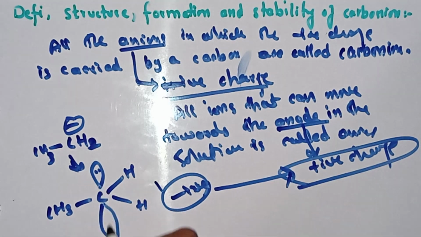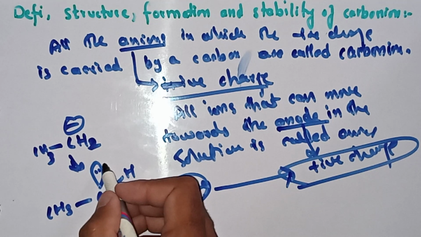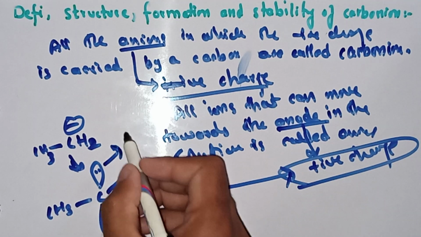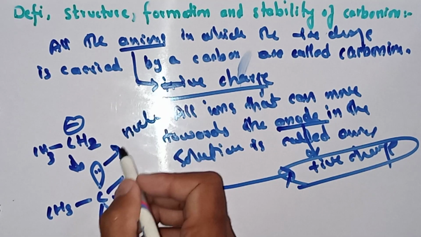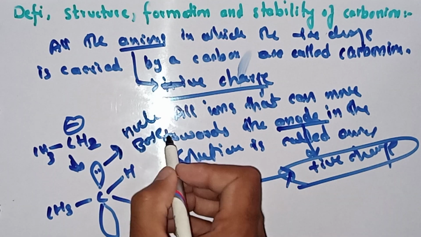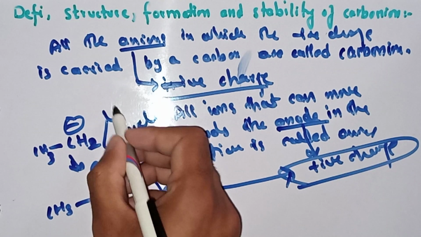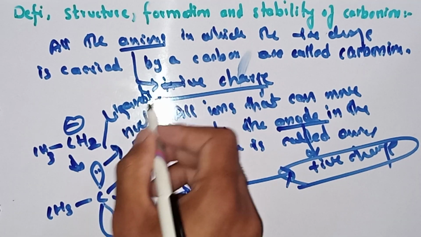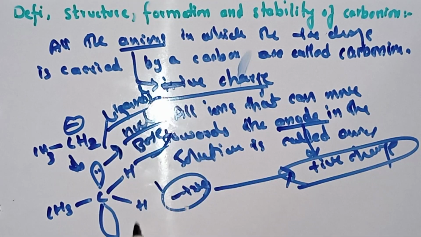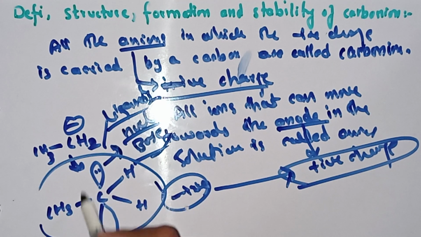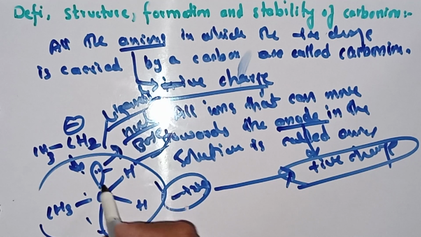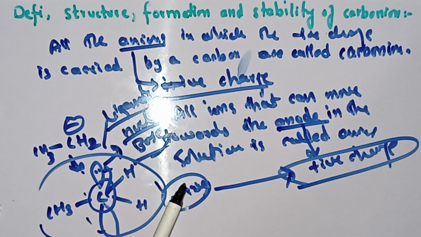There is one lone pair of electrons in this orbital, and this free lone pair of electrons acts as a nucleophile, also acts as a base, and also acts as a ligand in coordination chemistry. Is it clear? This free lone pair, this negative charge that is carried by this carbon, is called a carbanion. So this is the structure of carbanion.